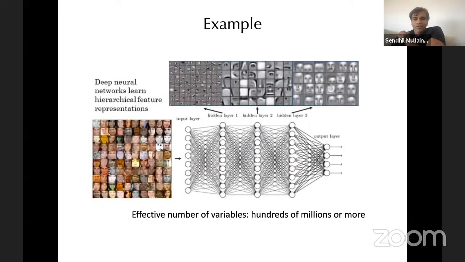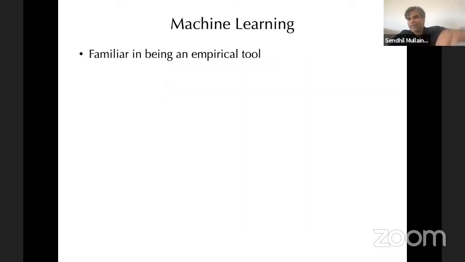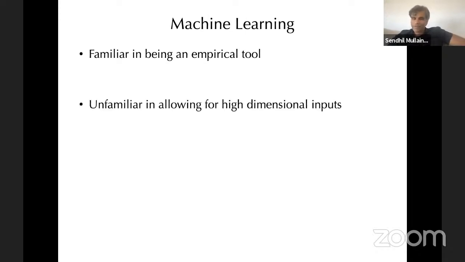Okay, so let's go back to this example. We've got things like convnets, which you've probably all heard of. In these examples, because when we build a convolutional net, we're building all of these layers, the effective number of variables can end up in the hundreds of millions, even when your data points are in the thousands, 10,000s, the number of parameters that are being estimated. So one thing that's very easy to do is just to do a counting exercise of how many parameters we're estimating. So this is all a buildup to just get to the point of saying, machine learning is familiar in being an empirical tool, but it's unfamiliar in allowing for high dimensional inputs. And that's where the road sort of forks.